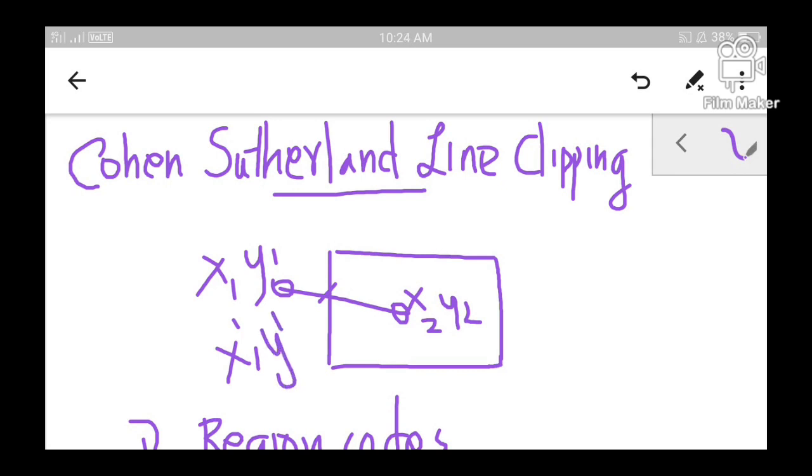So initially the point was x1, y1. Since it is outside the window, that portion which was outside the window needs to be clipped off. After clipping, you will get a new intersection point and the new intersection point will be labeled as x dash, y dash. So through this video we will be learning how we can compute x dash, y dash. Let us proceed to the next stage.